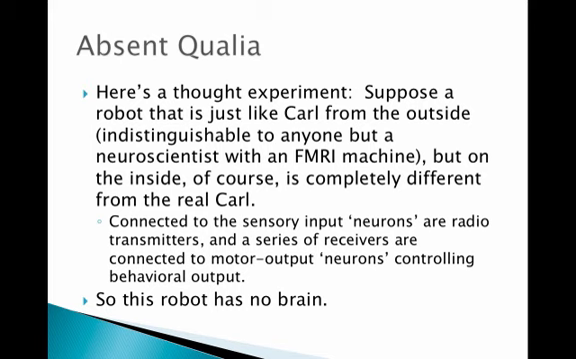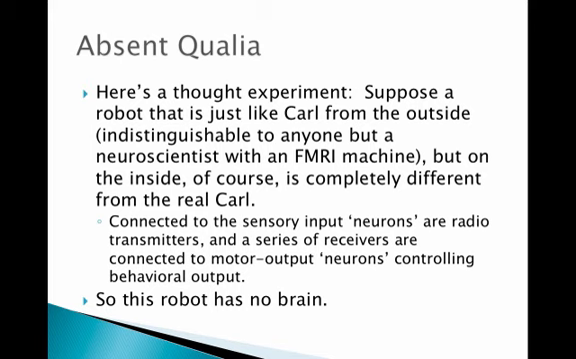Suppose there's a robot that looks just like Carl from the outside. It's indistinguishable to anyone but a neuroscientist with, say, an fMRI machine. On the inside, of course, is something completely different from the real Carl. On the inside of robot Carl, connected to the sensory input neurons, are radio transmitters, and a series of receivers are connected to motor output neurons controlling behavioral output. So this robot Carl can get sensory input from the 5 senses, from touch, sight, smell, and so on. But it doesn't get processed by his brain. Instead, it gets sent via radio signals somewhere else.